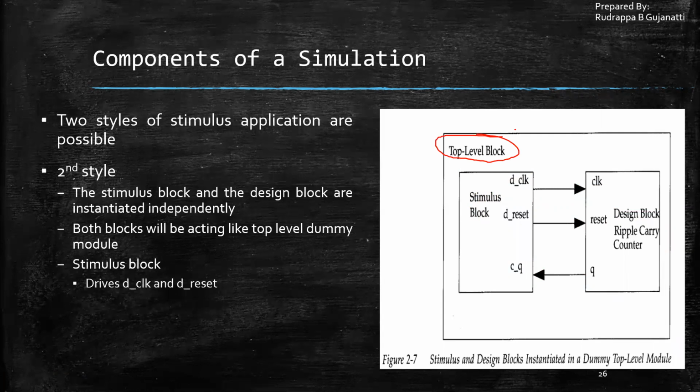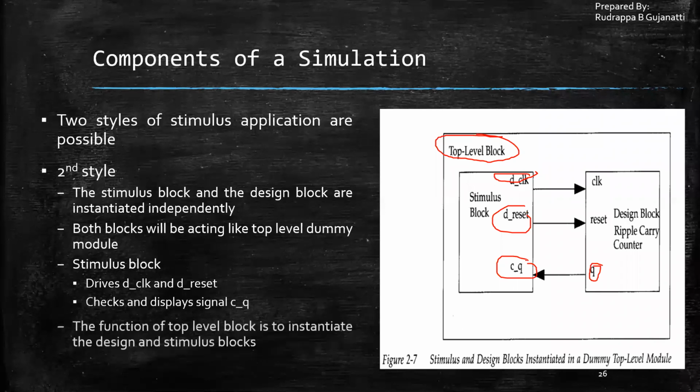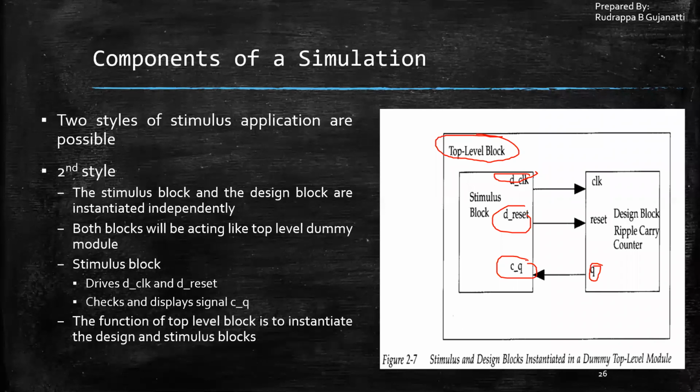The stimulus block, as I mentioned, drives d underscore clock and d underscore reset, which are given as input to the clock and reset of the design block in this case. And this one returns back Q to the stimulus block. It tries to check what that Q value is using the C underscore Q signal, and tries to display it or test whether it is appropriate or not. So here the function of the top level is to instantiate the design and the stimulus blocks.